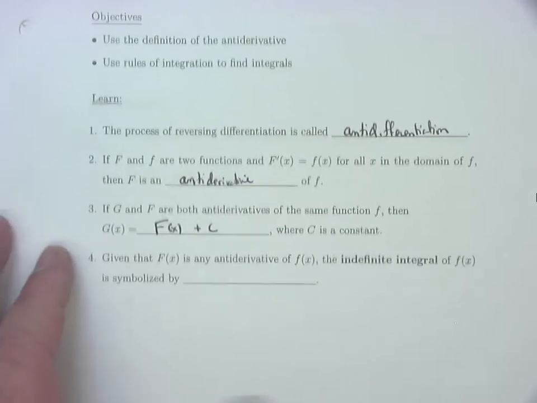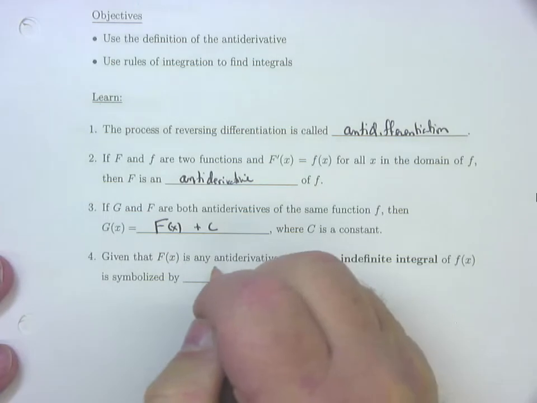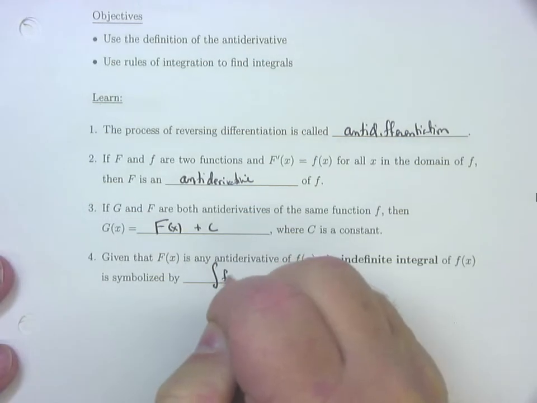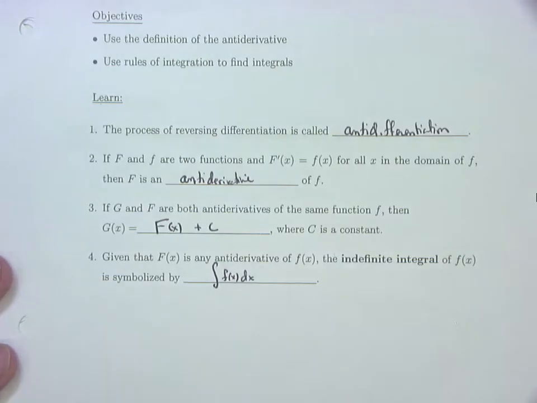Okay? Number 4: given that big F of x is any antiderivative of little f of x, the indefinite integral of f of x is symbolized by the elongated S, integral of little f of x dx. The dx is just designed to let you know what the variable is. Okay? Well, it's pretty obvious.